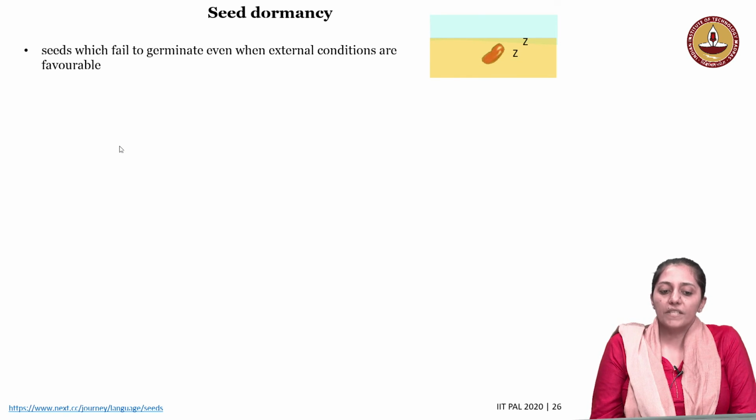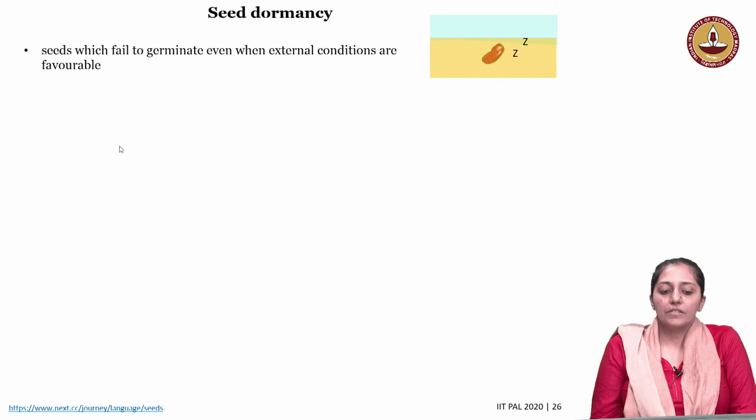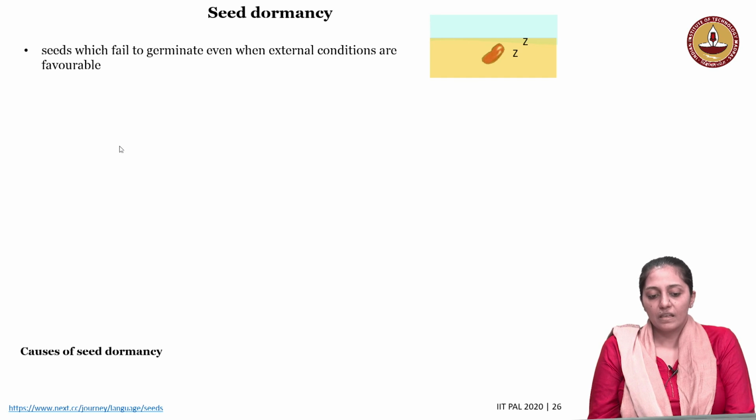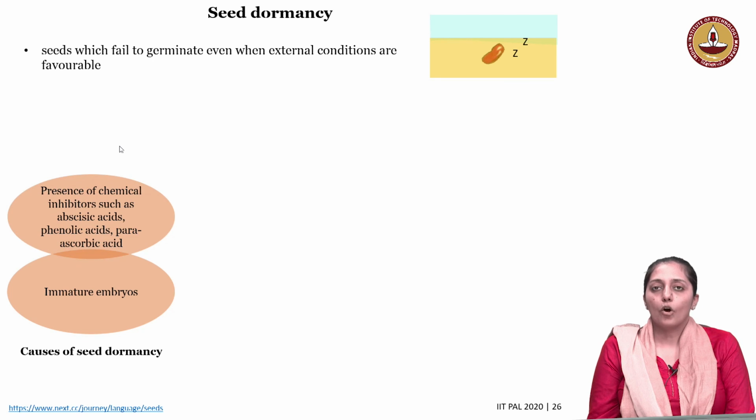So, in seed dormancy, seeds fail to germinate even when external conditions are favorable. In such cases the reasons could be an immature embryo or presence of inhibitors like abscisic acid, phenolic acid or para-ascorbic acid, or the reason could be their impermeable hard seed coat.